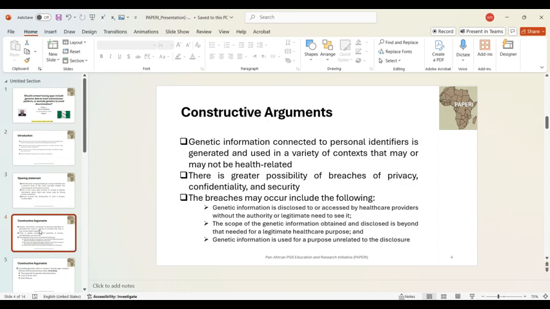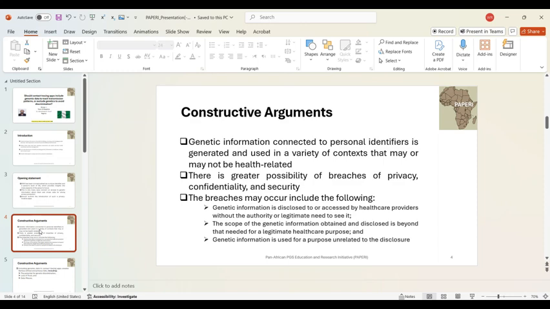The constructive arguments are these: genetic information connected to personal identifiers has been generated and used in a variety of contexts that may or may not be related to health, such as obstetrics, pediatrics, and research, whether hospital based or in the field. Different series of genetic data have been generated. It is personal, and if it is connected to an identifier, that is, if not coded, there is a greater possibility of breaches of privacy, confidentiality, and security.